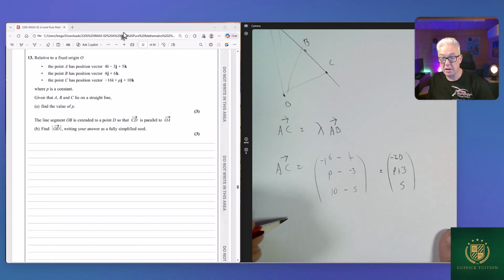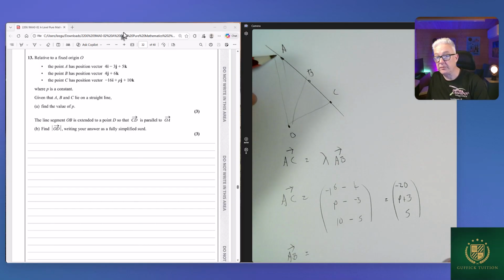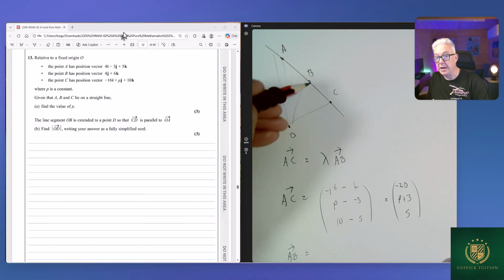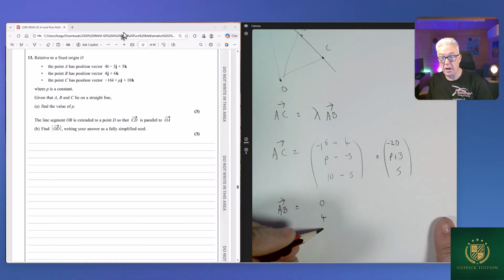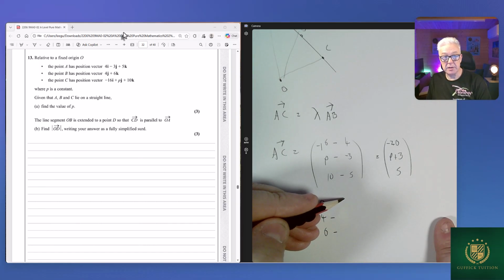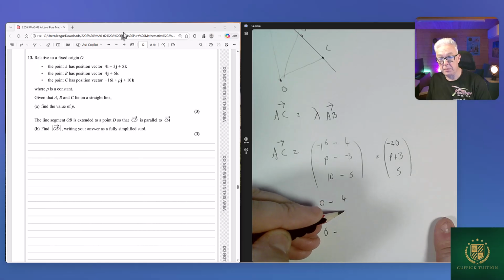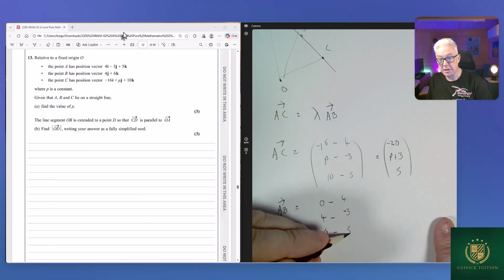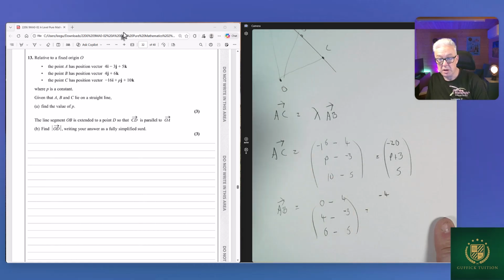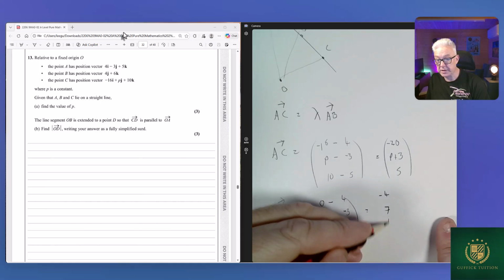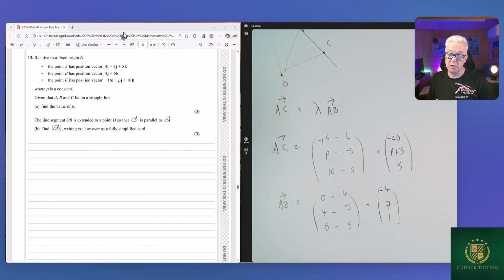Now let's look at the vector representing A to B. So A to B is going to be minus A add B, so it's B minus A, which is 0, 4, and 6, and we're going to take away A, which is again 4, minus 3 and 5. So we take that away, and for this one we get minus 4, 7, and 1. So that's our vector A to B.